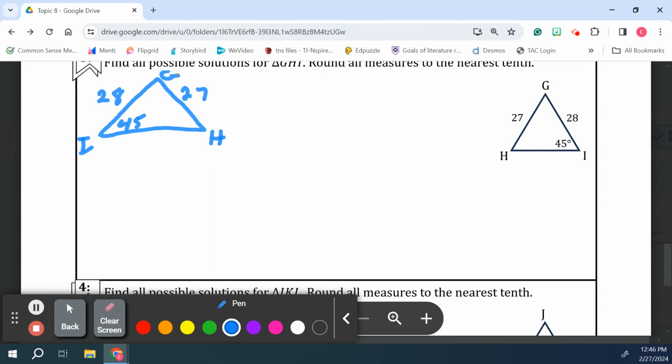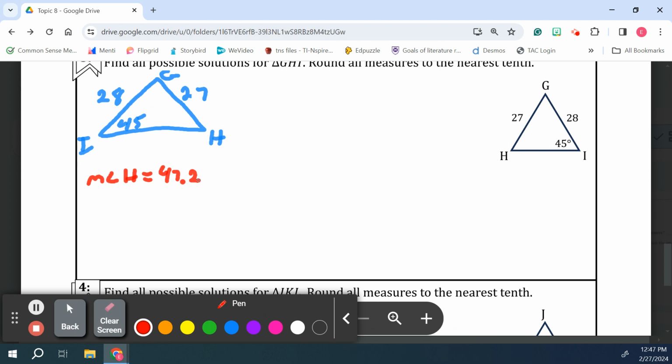So we find the measure of angle H. Go for it. So what's the measure of angle H? 47.2. Very good.